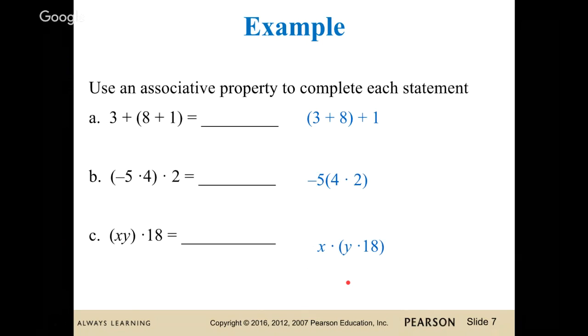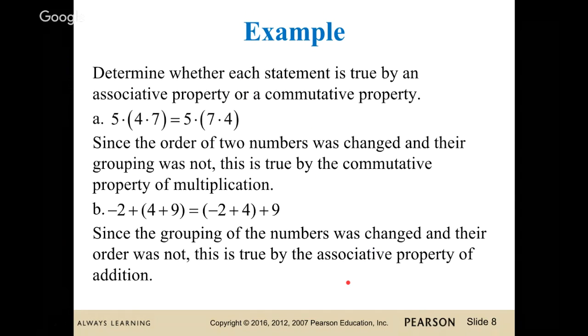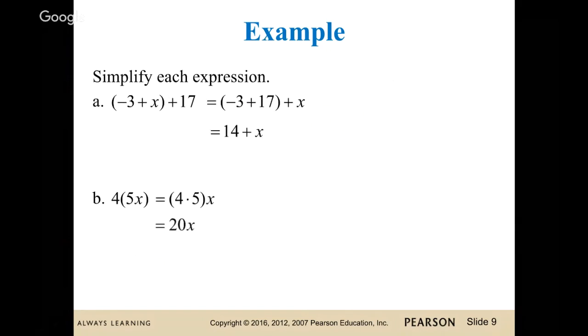Now these properties are important because as you get into more complex numbers, it will make your life a little bit easier to combine things in a way that makes more sense. Here are a couple of examples. Right now you have the negative 3 and the x paired together and the 17 on the outside. To simplify this, you need to combine like terms, but this looks disorganized and a bit confusing. So you're allowed to pair the negative 3 with the 17. Negative 3 plus 17 is 14, and then you add to that the x. With 4 times 5x, you can pair together the 4 and the 5 and multiply x on the outside, so you get 20x.